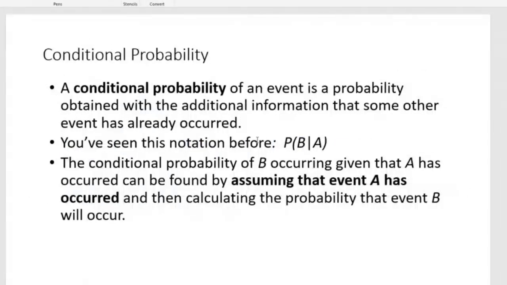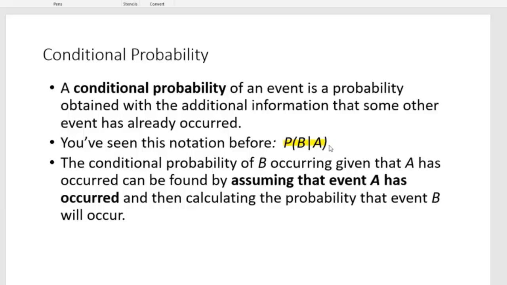A conditional probability is the probability that you find once you have some additional information that something else has already happened. And we have used this before, which meant the probability of B given A. That's normally how we read it. But that means that you're trying to find the probability of B happening after A has already happened.